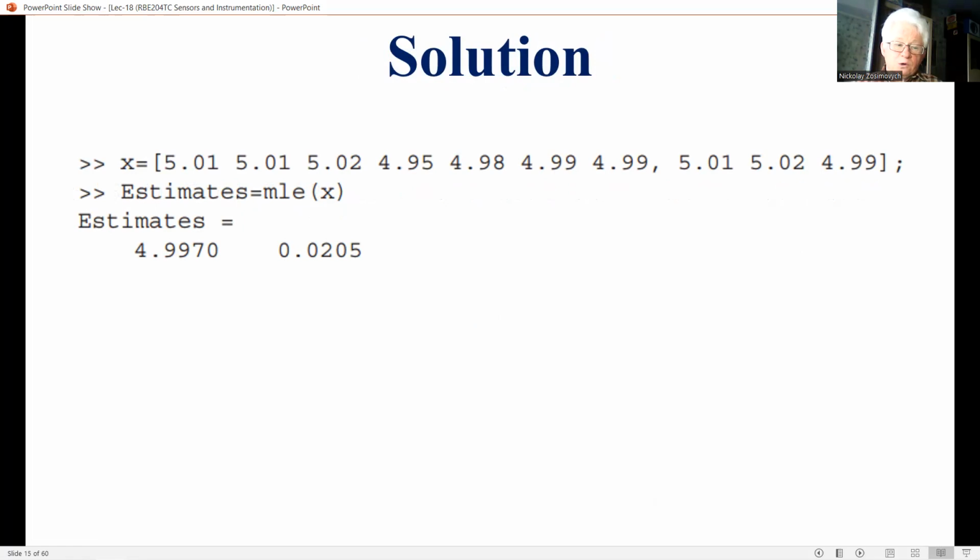We have the solution on this slide. These values agree with the results obtained in the previous example. In particular, the MLE of the mean is the sample mean, 4.997. The MLE of the standard deviation is 4.0205. And hence, the MLE of the variance is this value squared. And this value is almost 9/10 of the sample variance, 4.6778 times 10 to the power of minus 4, which was obtained in the previous example.